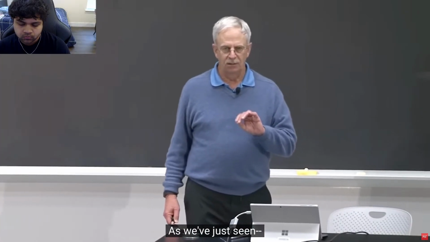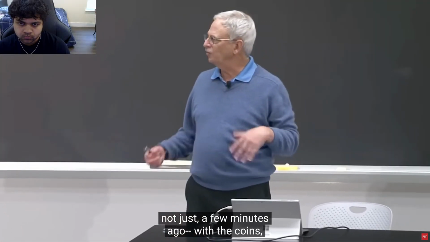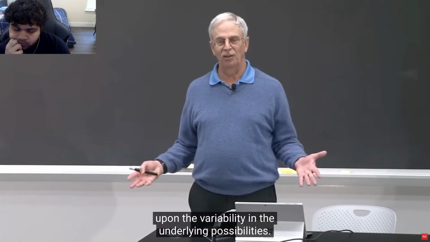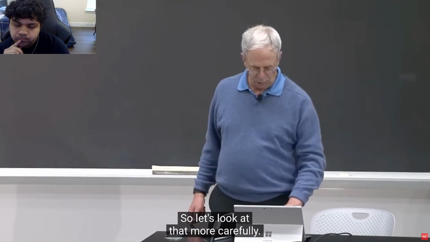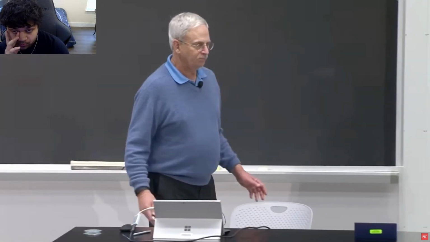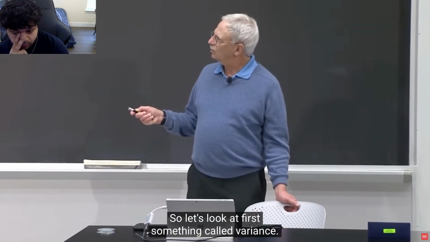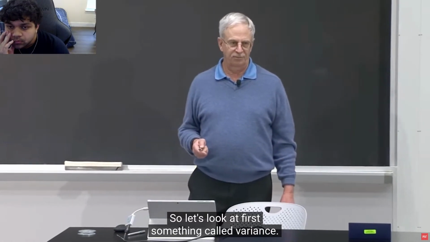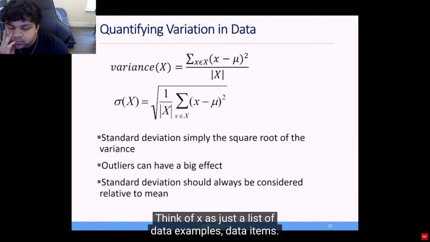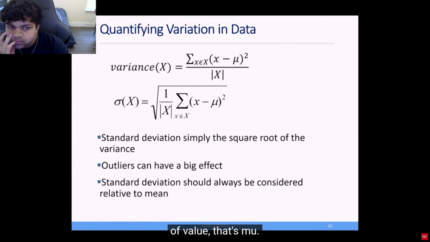As we've just seen, not just a few minutes ago with the coins, our intuition tells us that it depends upon the variability in the underlying possibilities. So let's look at that more carefully. We have to look at the variation in the data. So let's look at first something called variance. So this is variance of x. Think of x as just a list of data examples, data items. And for the variance, we first compute the average value. That's mu. So mu is for the mean.